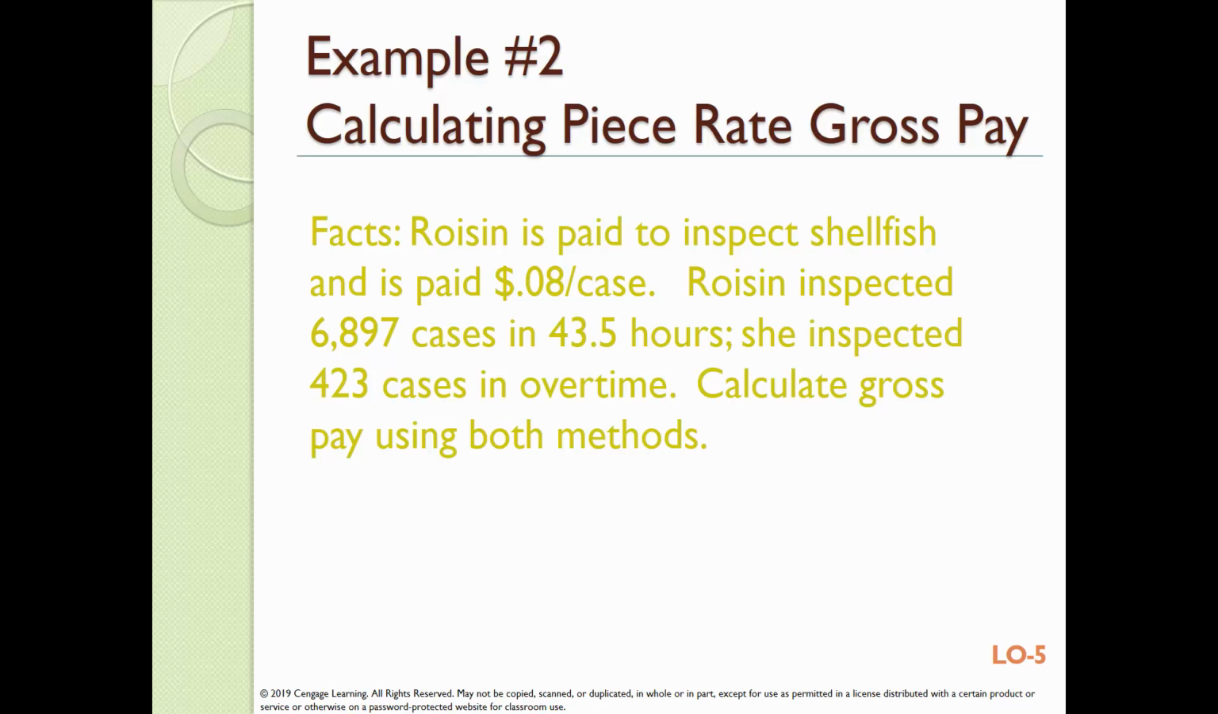Okay, Racine is paid to inspect shellfish. And she is paid 8 cents a case. And in 1 week, she worked 43 and a half hours, and she inspected 6,897 cases of shellfish. Of those 6,897 cases, 423 of them occurred in the last 3.5 hours. Calculate gross pay using both methods.